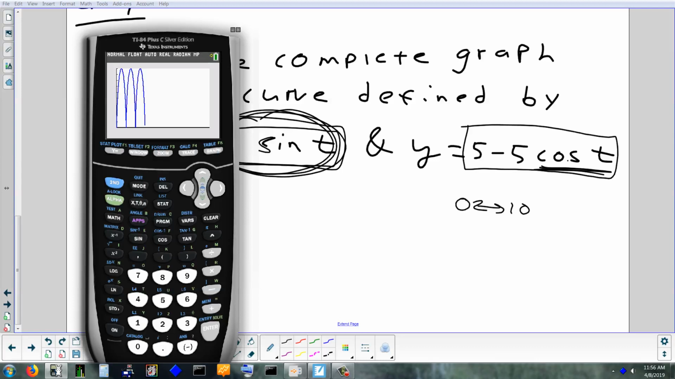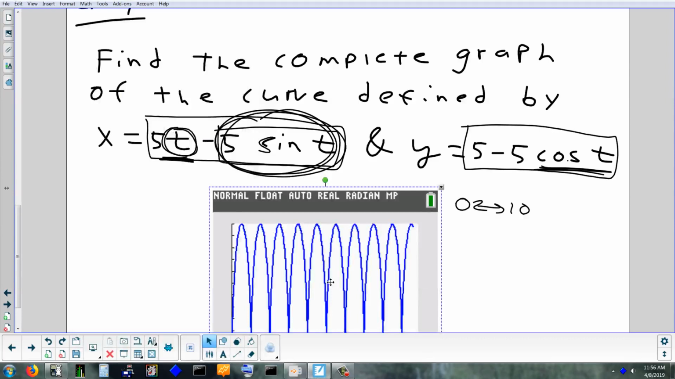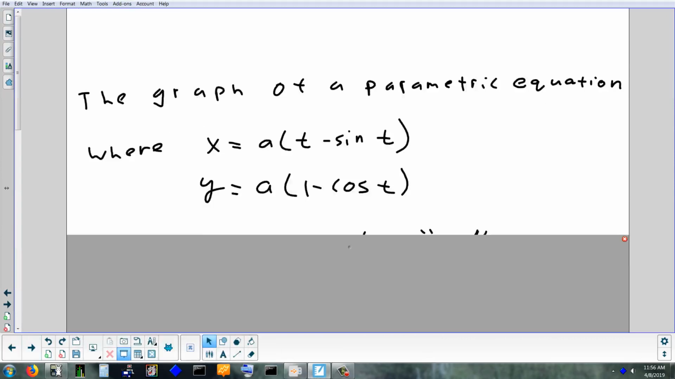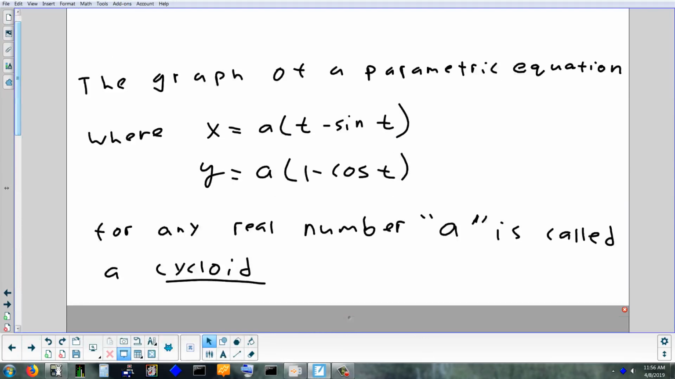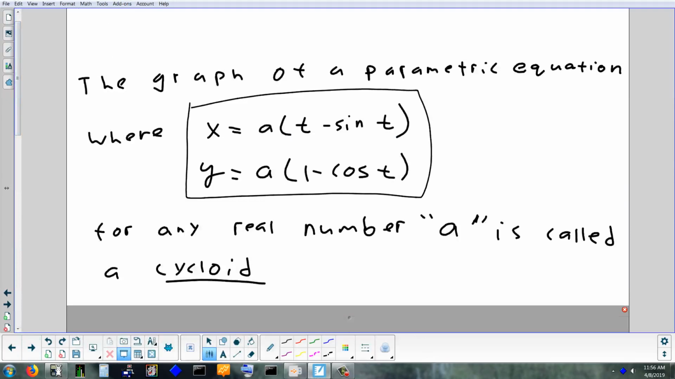I could have gone higher or lower, but the point is you're just going to get that pattern repeating forever. It's just like a series of hills or something. So that's the graph you get. It just keeps cycling up and down and up and down. And because it keeps repeating that cycling, that kind of graph is called a cycloid. That's the name of it. So any graph that has this format is a cycloid.